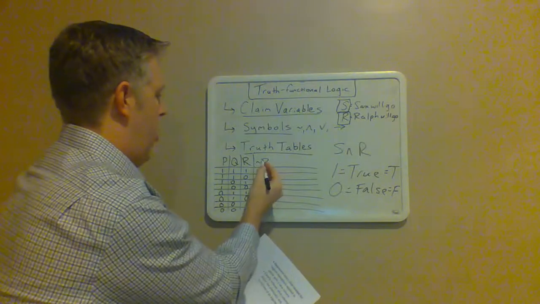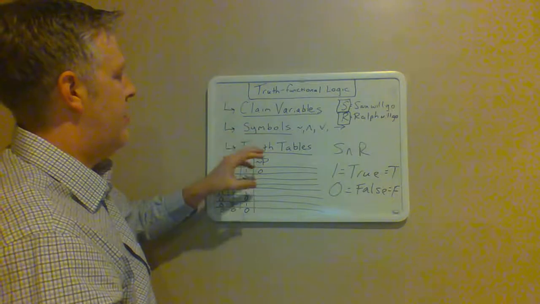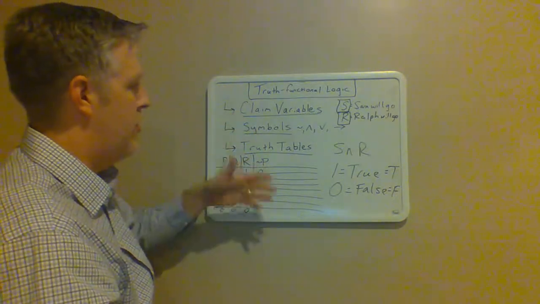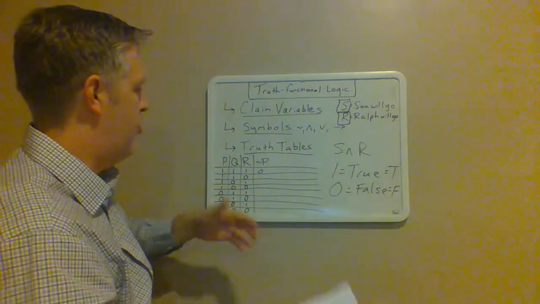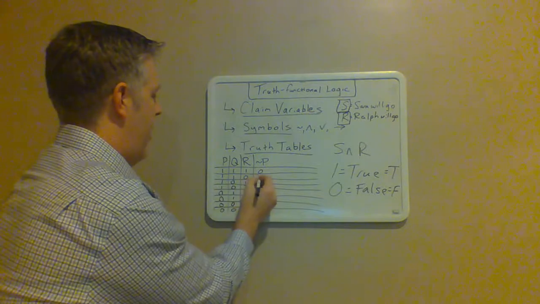Okay, so Paul doesn't go. Just real quick, I'll fill this in. We'll talk about the basic operational symbols in the next video, where I'll go through negation, conjunction, etc. in much more detail. But as we'll see there, it's just going to be the opposite of whatever the P value is.